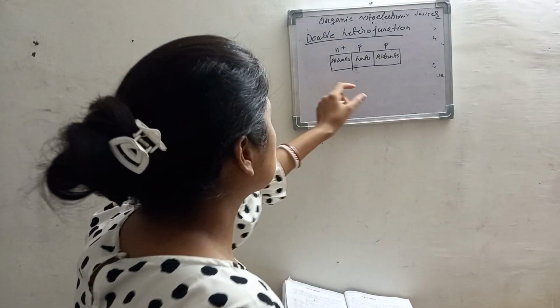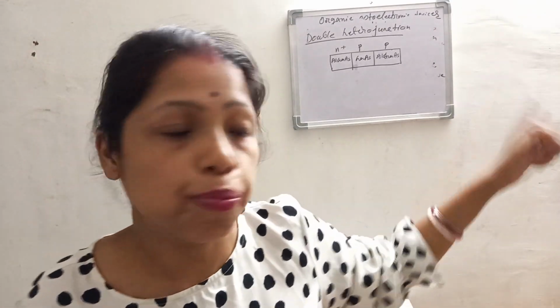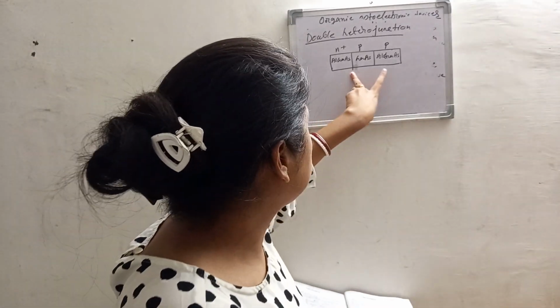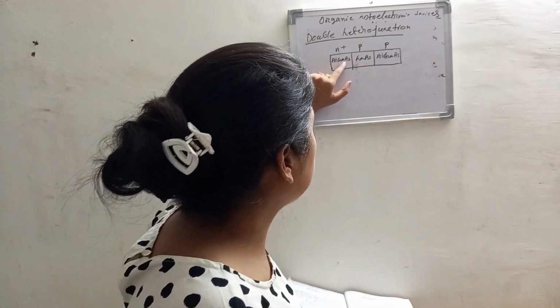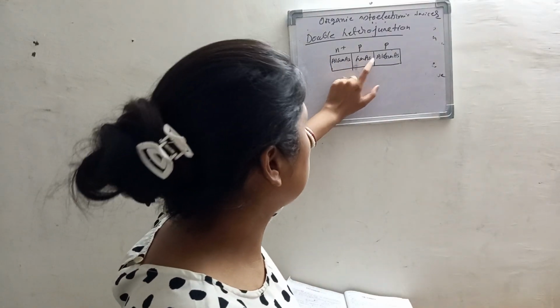Okay. So double heterojunction means two interfaces are there, right? In case of the single heterojunction, only one interface is there. So this is the one interface, this is the another interface. So N-type aluminum gallium arsenide, P-type gallium arsenide, and the P-type aluminum gallium arsenide. These are the semiconductors, right?